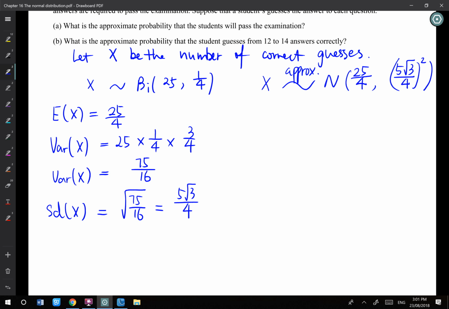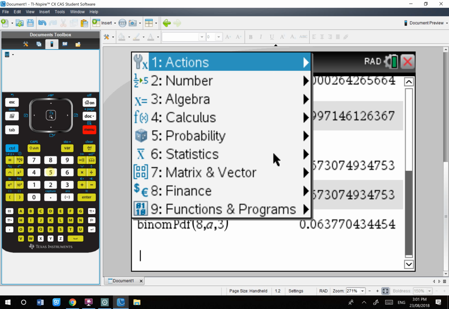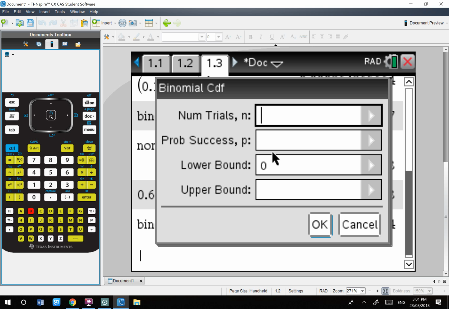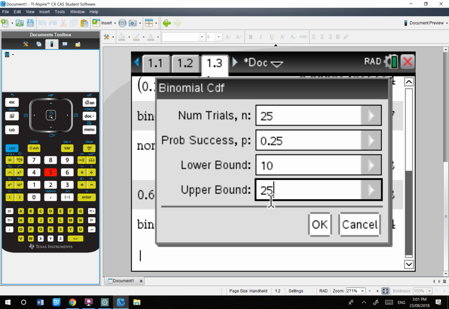This is a very tricky point here. Let's think about the exact probability first. What is the probability that we'll pass the exam? The exact probability is that X needs to be greater than or equal to 10. I'm not putting it in the calculator yet, but what I'll put in is menu 5 B, binomial CDF. I have 25 trials. Success rate is 0.25 because it's a quarter. Lower bound, I need to answer at least 10 questions right, and upper bound is 25 as the maximum. So that's my exact value of passing the exam.